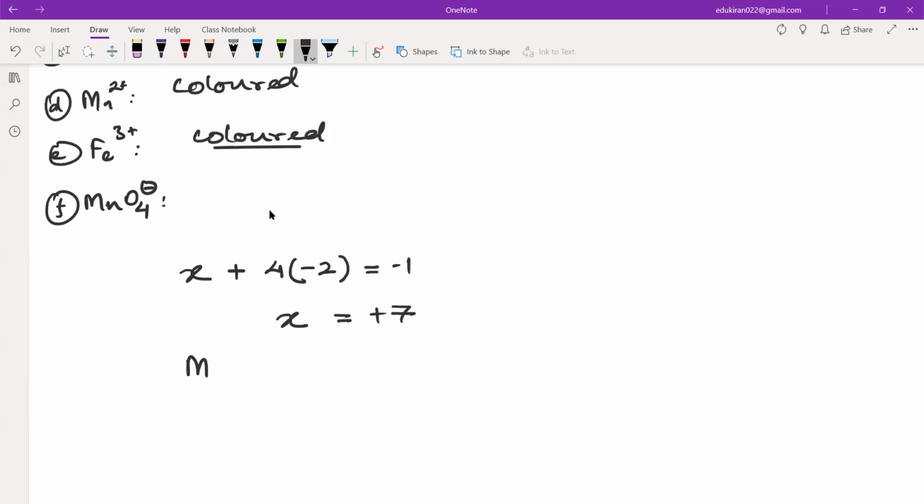Now we have manganese as +7. Now you tell me, what will be the configuration of manganese +7? This will be just argon, right? Not colored, because manganese is 3d5 4s2, and all the 7 electrons have been removed, correct?